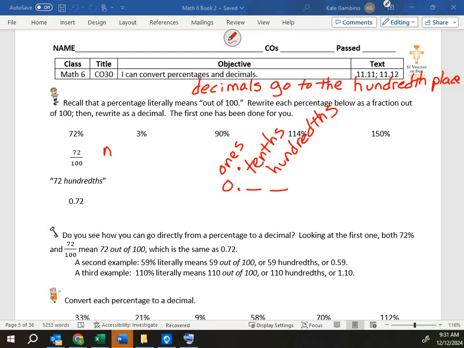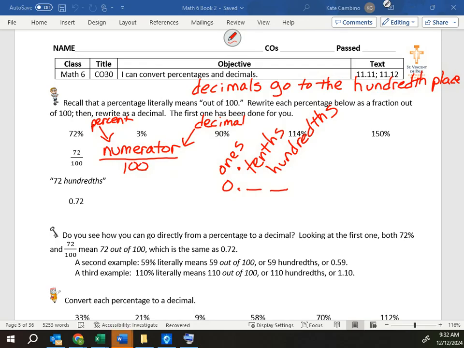Remember, the numerator over 100, that numerator becomes the percentage. The percent becomes the numerator. That numerator over 100 is also the decimal. So that numerator from the fraction, we can put it as a percent, we can put it as a decimal.